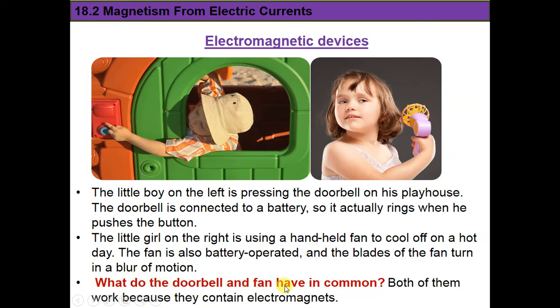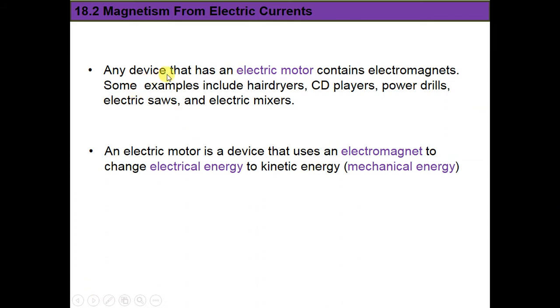What do the doorbell and fan have in common? They actually have in common, girls, electromagnets. So we will see that all electromagnetic devices use an electromagnet inside them. Any device that has an electric motor, such as a hair dryer, a washing machine or a clothes dryer, any machine that has an electric motor, it contains what? It contains electromagnets. So in this part we will focus on the function of the electric motor.